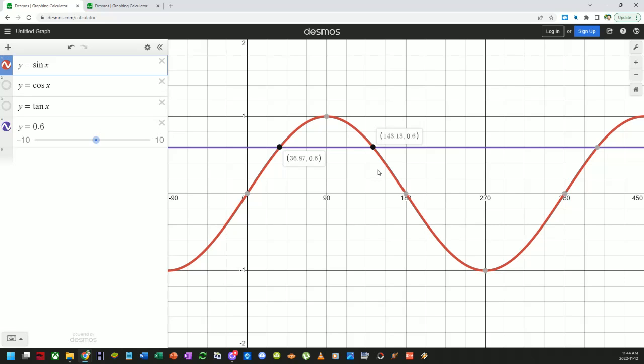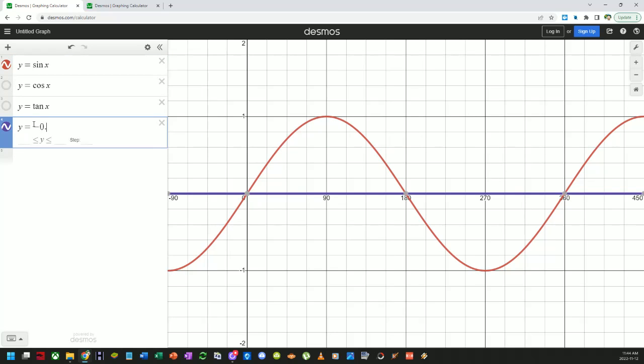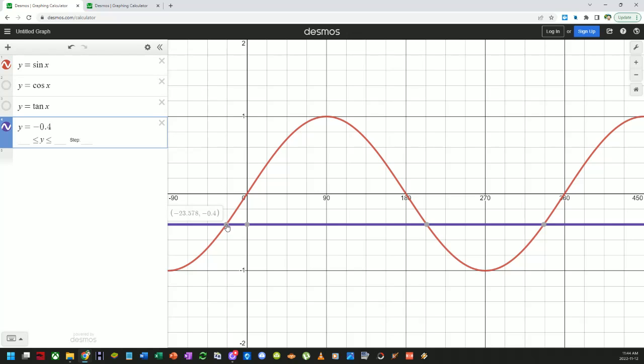Now the only other trick to this one is, what if the ratio that you're solving for is negative? So instead of solving for 0.6, let's solve for negative 0.4. Now the likely angle your calculator is going to give you, and I say this because not all calculators are identical, is this one, which is approximately negative 24 degrees. If we look at that, that's 24 degrees below the zero. Not that it's a temperature, but 24 degrees below the 0 point.